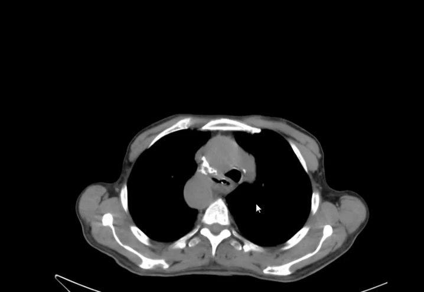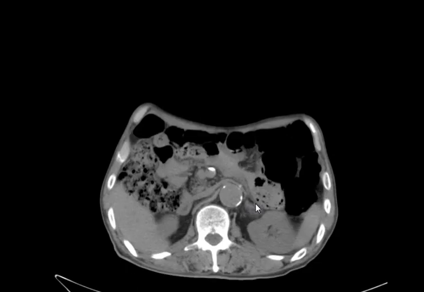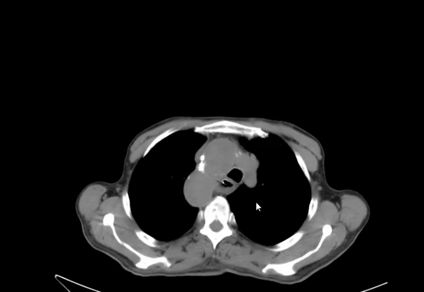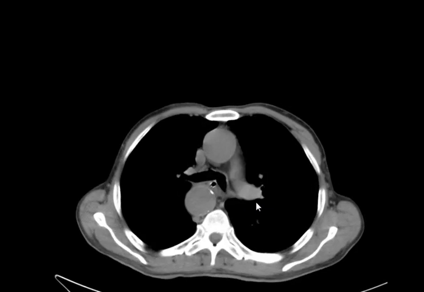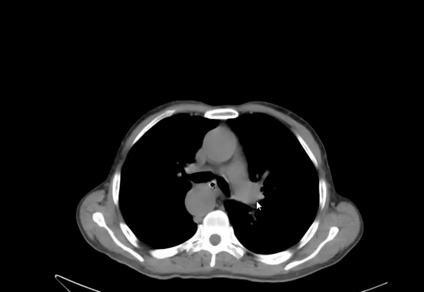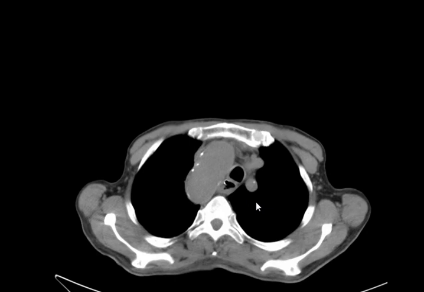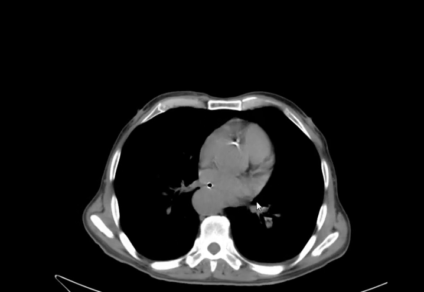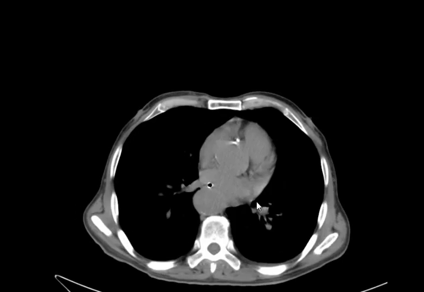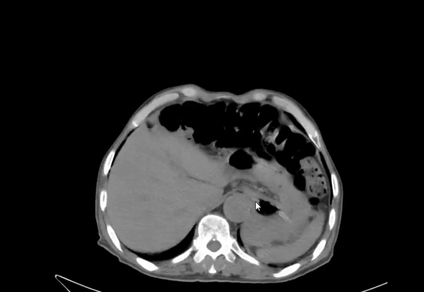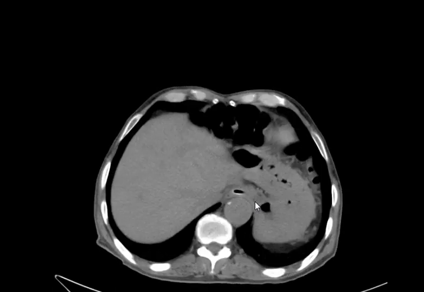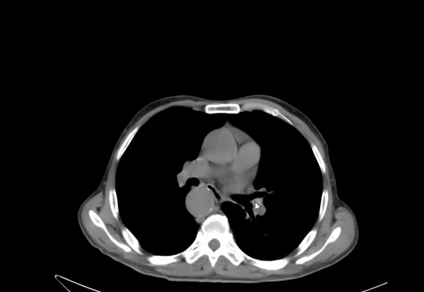This is an axial CT scan of the chest, this one without contrast, and there is one with contrast later. Tell me, what do you see? Right side aortic arch. So there is a right-sided aortic arch, which is very interesting considering he's maybe 70 years old, and he was not known to have a right-sided aortic arch.